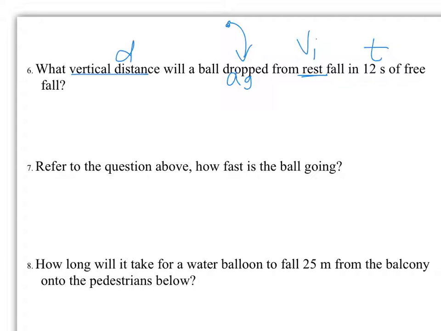So I've been given a displacement, acceleration of gravity, velocity, and time. I have not been given a final velocity. So I need to use an equation that does not have final velocity. The equation that does not have final velocity would be displacement is the initial velocity times time plus 1/2 times the acceleration of gravity times the time squared.